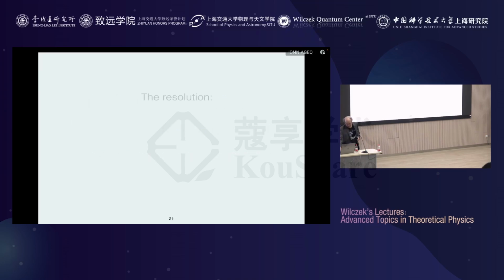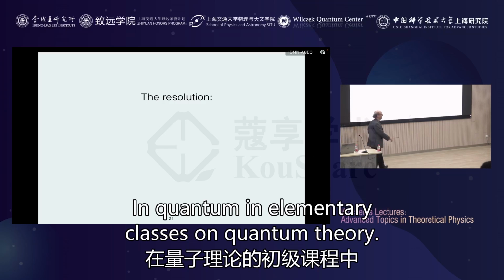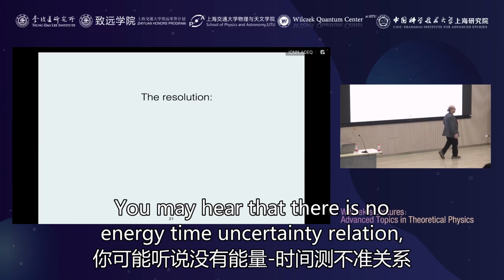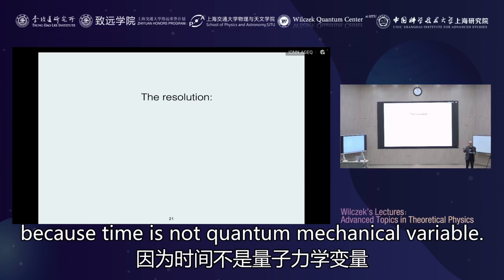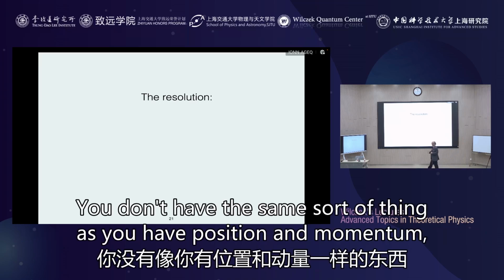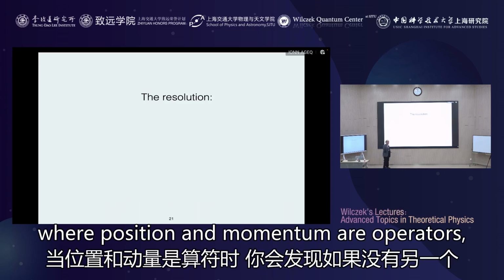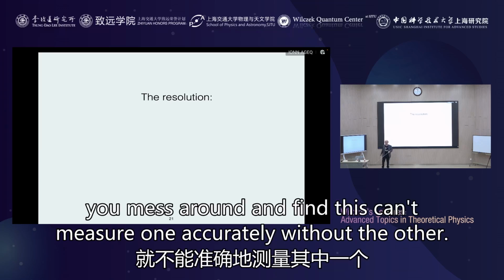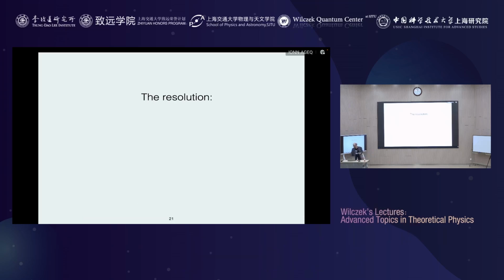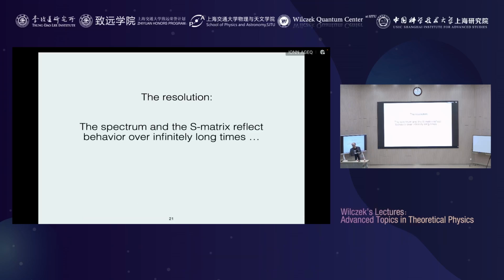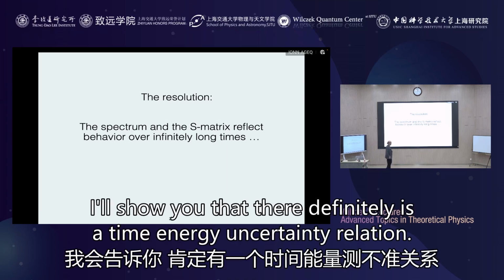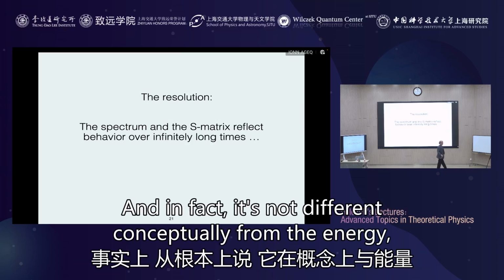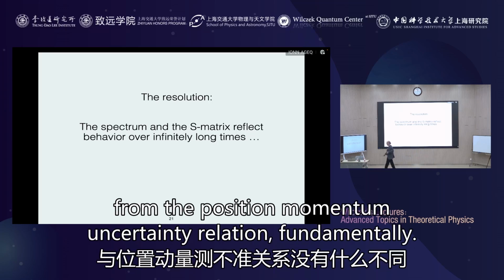In elementary classes on quantum theory, you may hear that there is no energy-time uncertainty relation because time is not a quantum mechanical variable. So you don't have the same sort of thing as you have for position and momentum, where position and momentum are operators. You mess around and find you can't measure one accurately without the other. But I'll show you that there definitely is a time-energy uncertainty relation. And in fact, it's not fundamentally different conceptually from the position-momentum uncertainty relation.